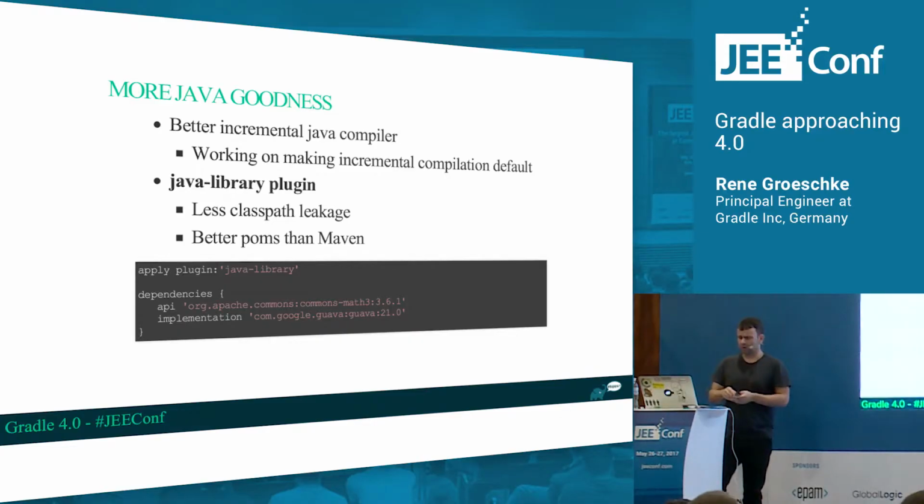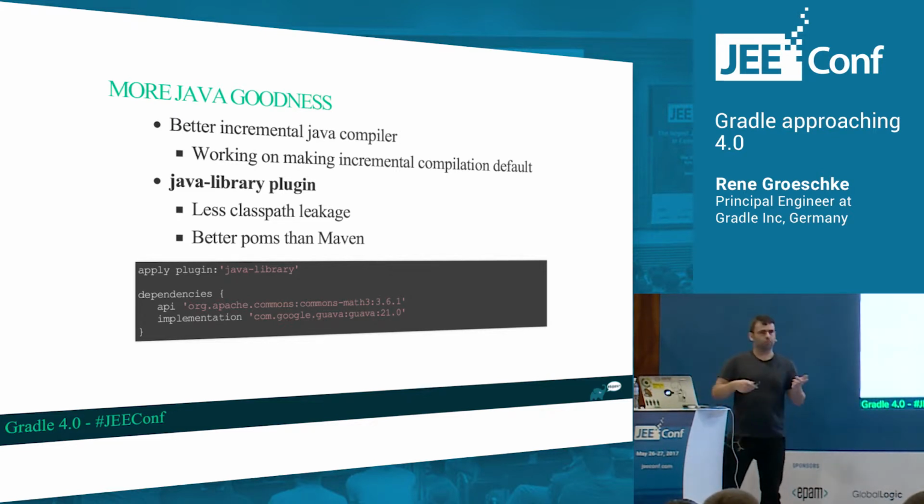There's some more Java goodness we added, like making the Java incremental compiler the default. We introduced a Java library plugin to get the POMs right and also get less class path leakage. What came with the Maven model of having compile and runtime, which we adopted in Gradle, so not blaming Maven here, is that you declare dependencies for compile, and by default these dependencies leak into your API because they are API by default.